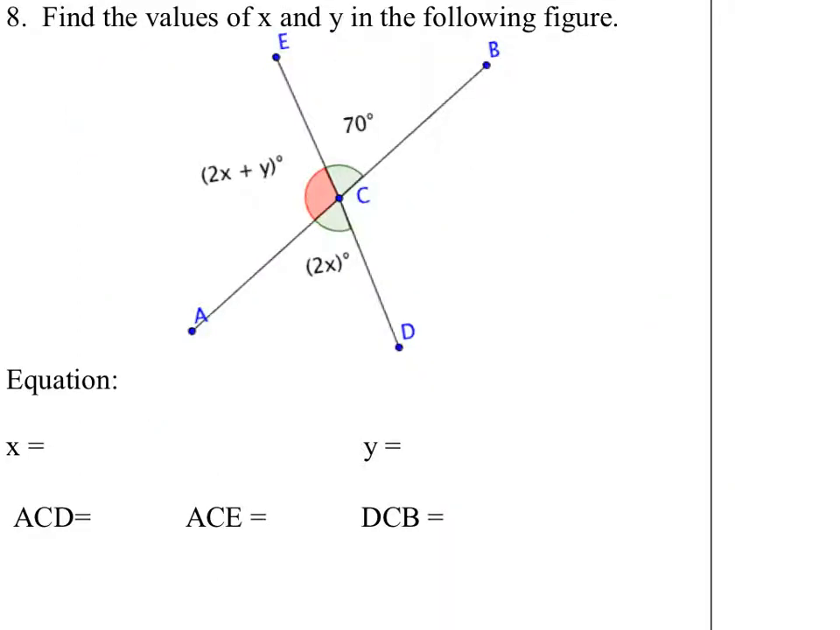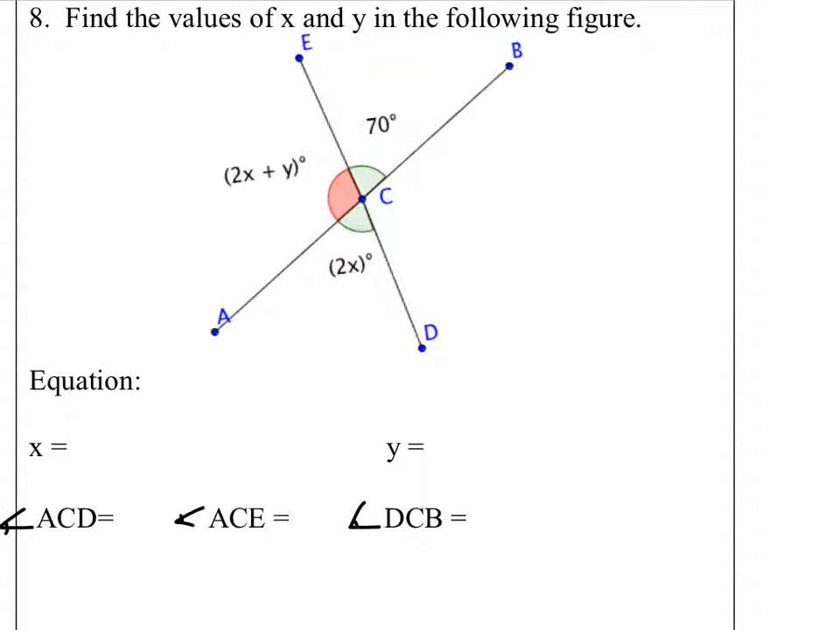Number 8, we have angle ACE. Actually, we'll label those. So it looks like we just want those 3 angles. Yeah, so we're going to have to find the value of x and y before we proceed. The only reason it wants 3 angles is because angle ECB is already given to us. Now the nice thing about that is that we can see that angle ACD is vertical with angle ECB. So this 2x is the same as 70 degrees.